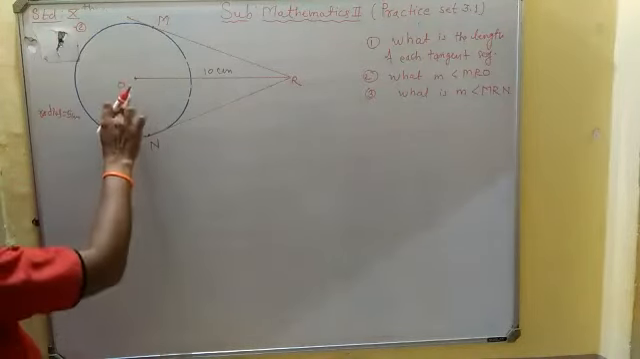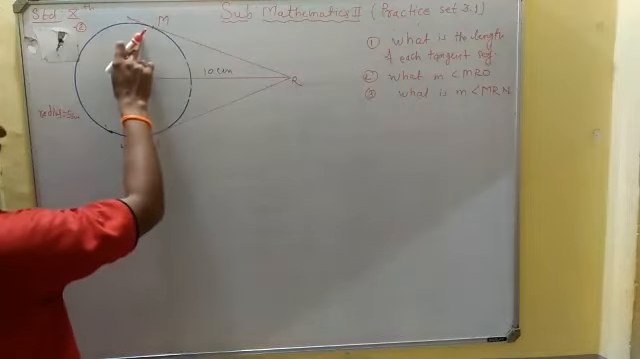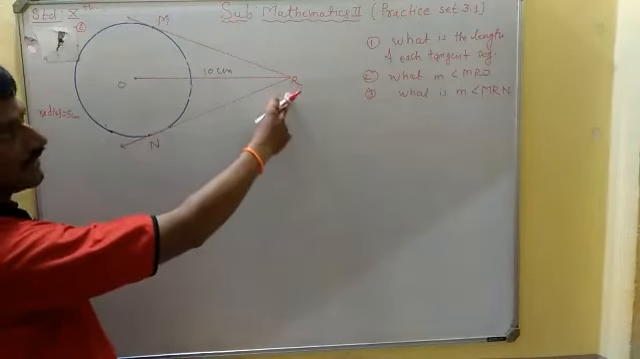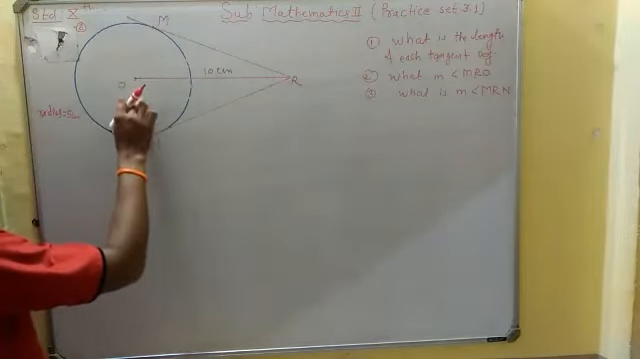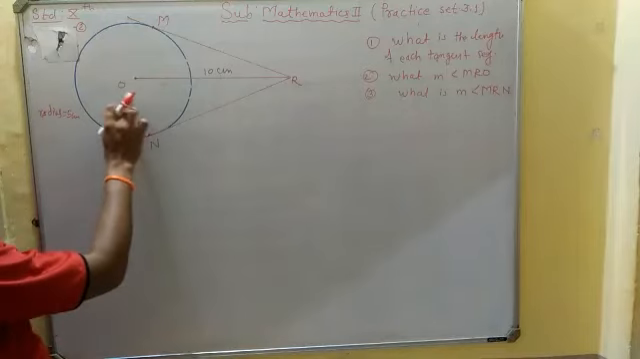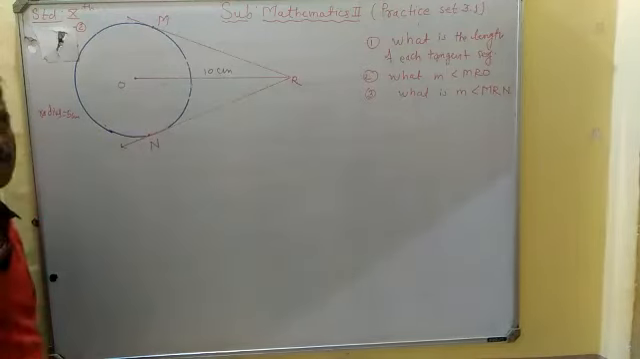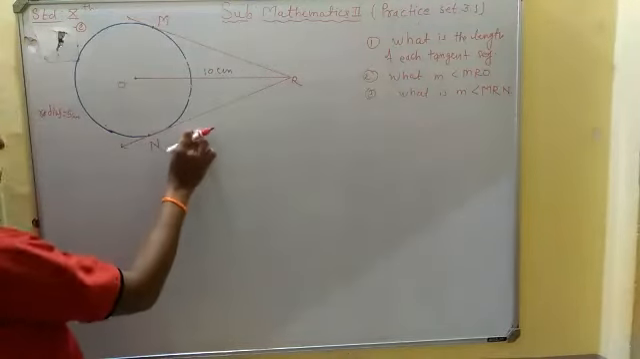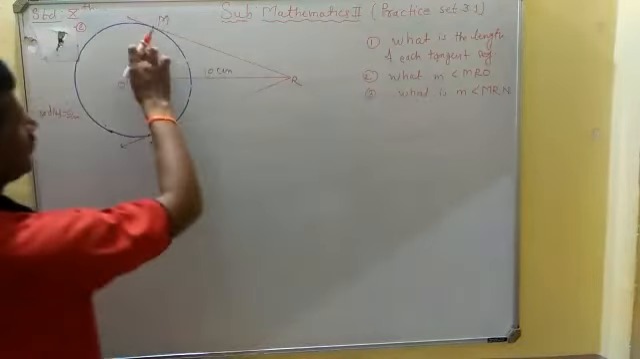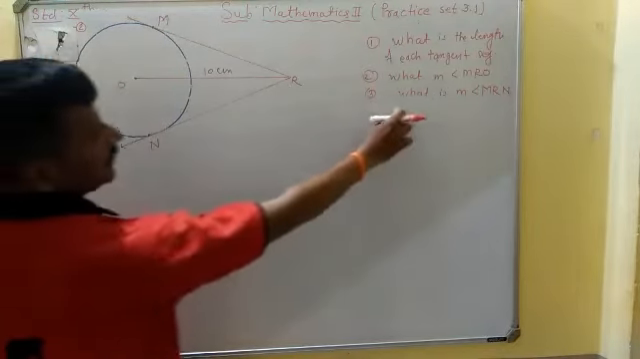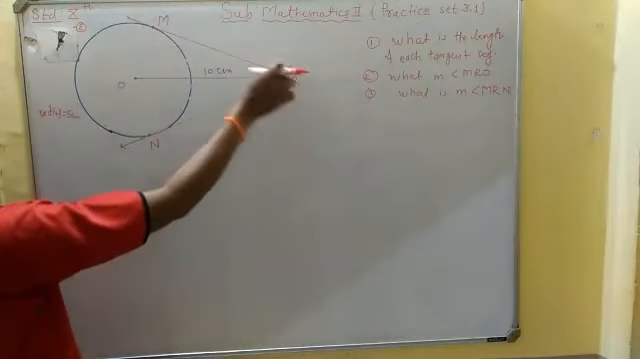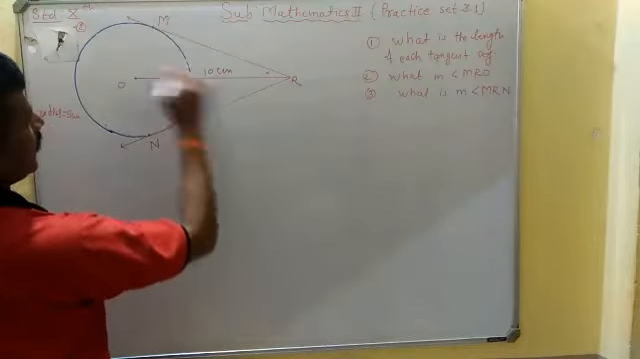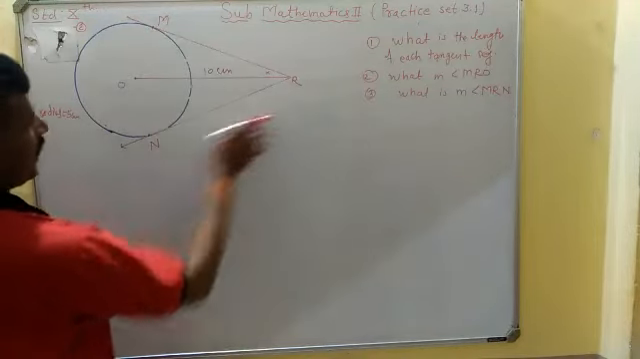Look at here. O is the center of circle, and line MR and NR are the tangents drawn to the circle from the external point R, and the radius of a circle is 5 centimeter and the distance of OR is 10 centimeter. Then find what is the length of each tangent segment, what is the measure of angle MRO, and third one, what is the measure of angle MRN.